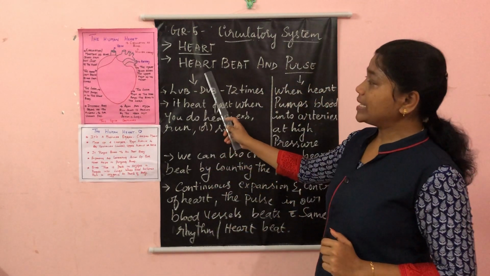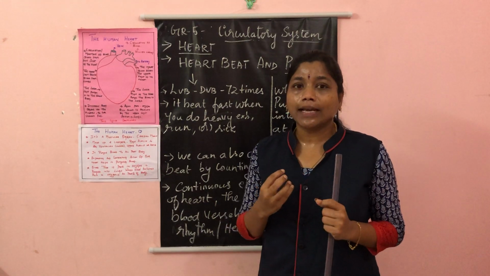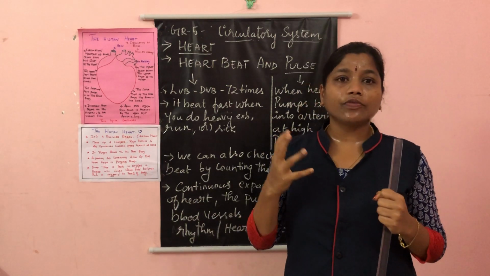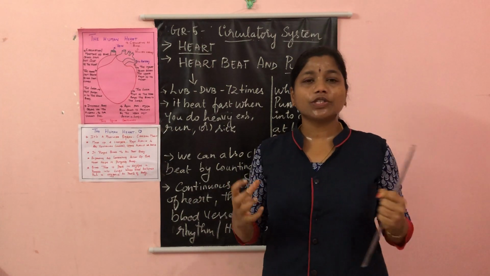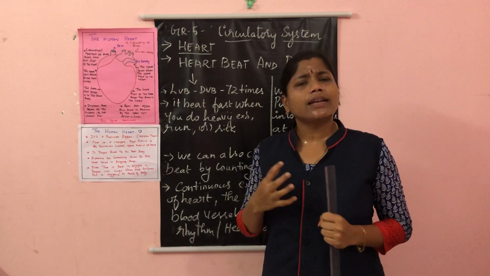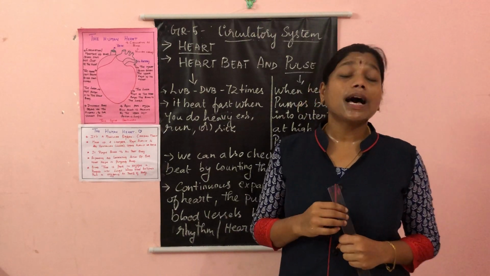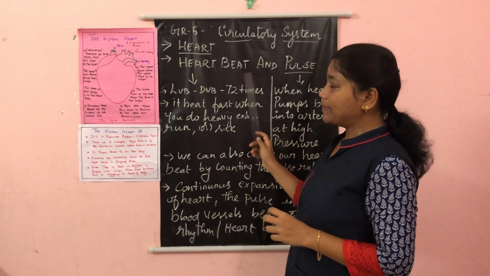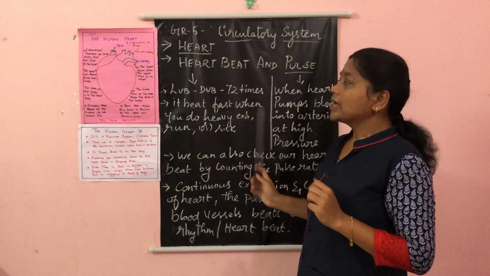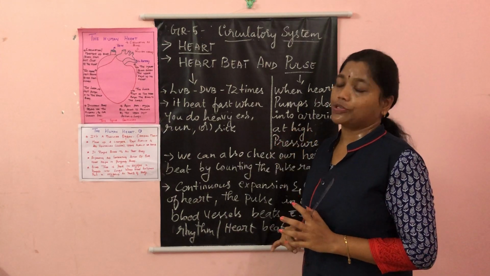Yes. Next comes the heartbeat. You can hear a lub-dub sound when you do heavy exercises, when you participate in sports events, when you run and jump. At that time you can feel a fast beat of the heart, right? That is called the heartbeat. Normally the sound of the heartbeat is lub and dub. Usually in a minute it beats 72 times.